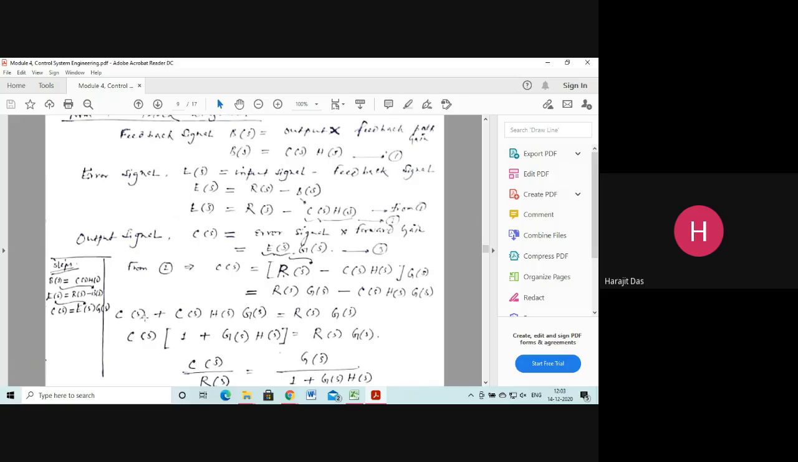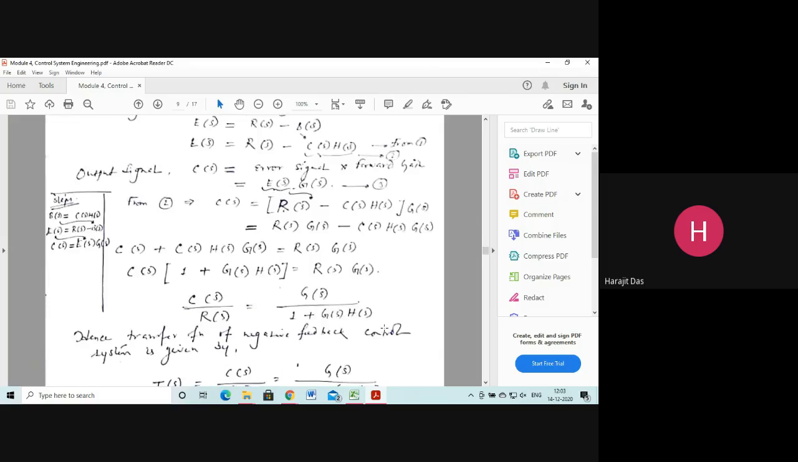Okay, so after rearranging, what will you get? C(S) H(S) G(S) will be positive, and this will be R(S) G(S) on the right hand side. Now C(S) make common: (1 + G(S) H(S)) equals R(S) G(S). Now you just take this ratio, C(S) by R(S) will be equal to G(S), and 1 plus G(S) H(S) will come down in the denominator on the left hand side. So what is C(S) by R(S)?